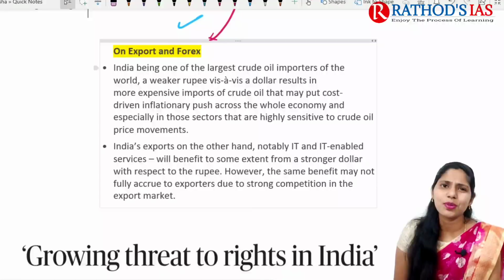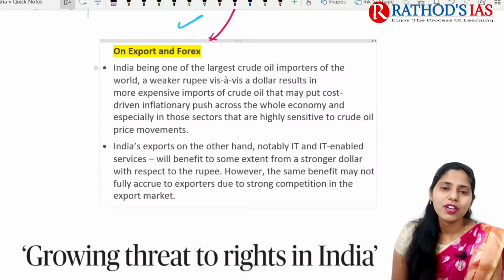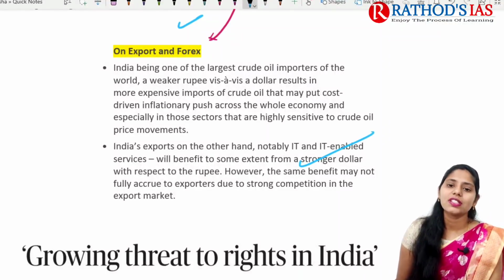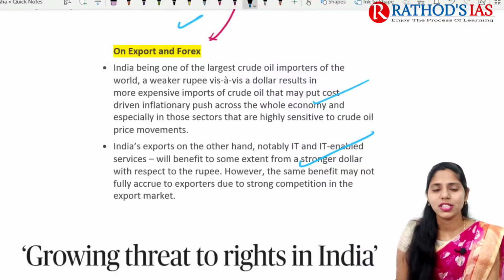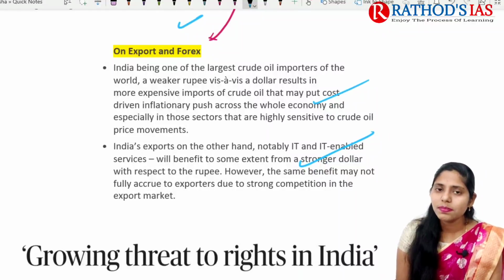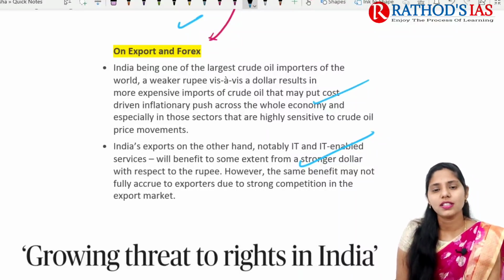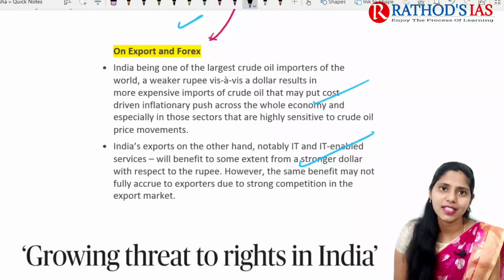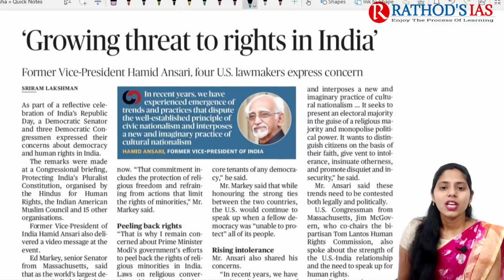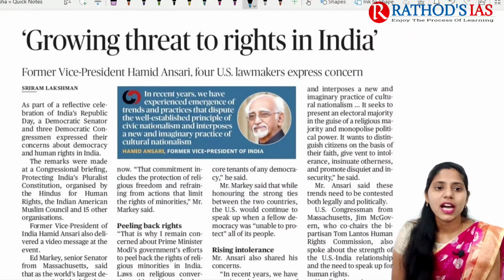Okay, if you're talking about exports, they will be getting good profits, but India's exports are not much competitive with other exports in the international market. So this is about this topic, and I hope it is very much clear. If you have not understood the concept, please go back and watch it again, then you can easily understand this concept.